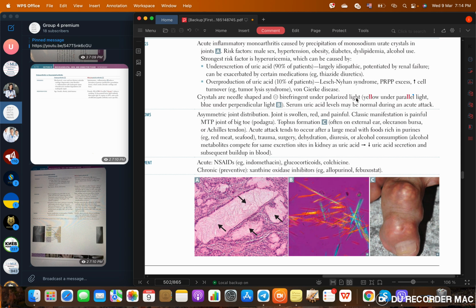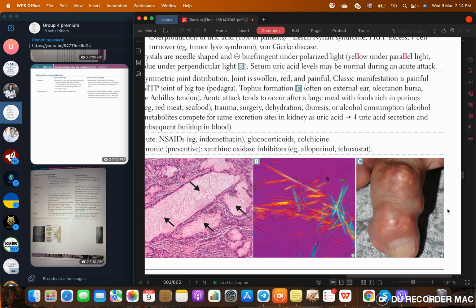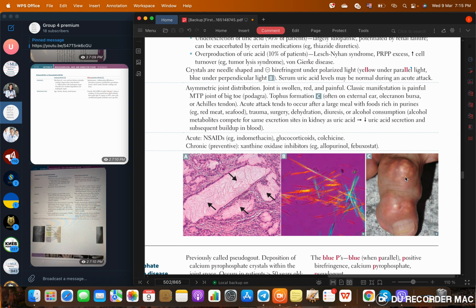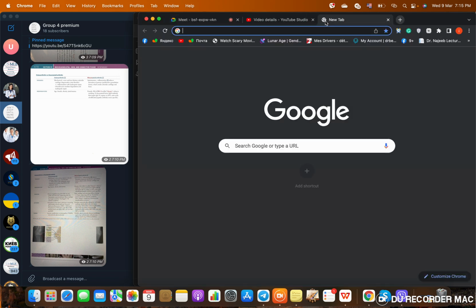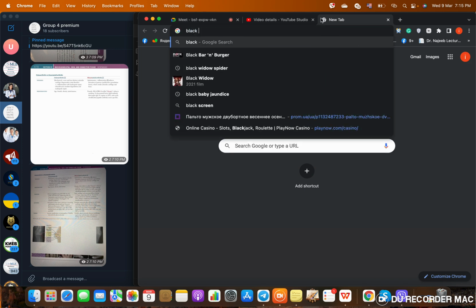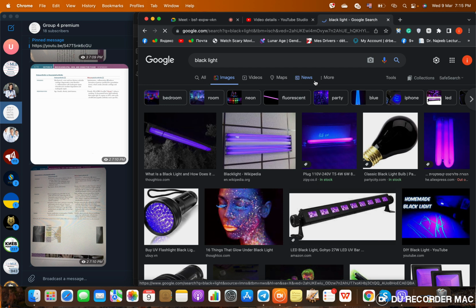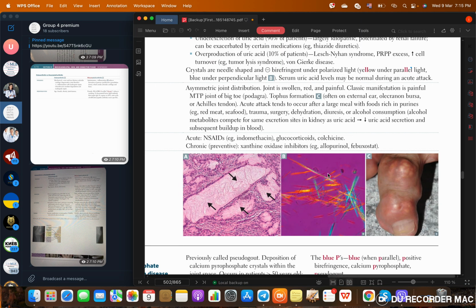So what are these needle-shaped crystals? Basically, if a patient is complaining of gout, you'll be like, oh, okay, so you have this horrible inflammation of your joint. Let me take a little bit of fluid. So you will stick in a needle and draw some fluid and put it in histology. So when you put polarized light, if somebody doesn't know what polarized light is, it's like this black light, if you know what I mean. So yeah, basically on the histology and microscopy of the sample, you will be able to see what? The needle-shaped crystals.